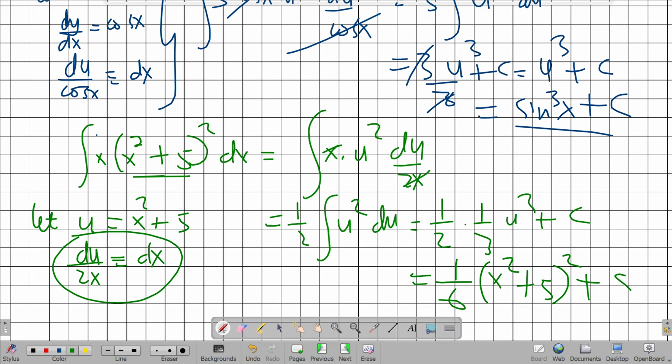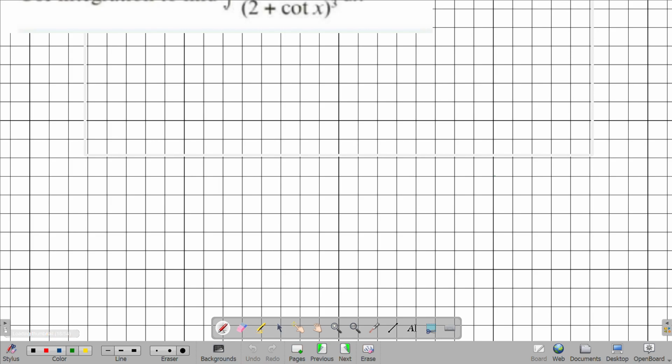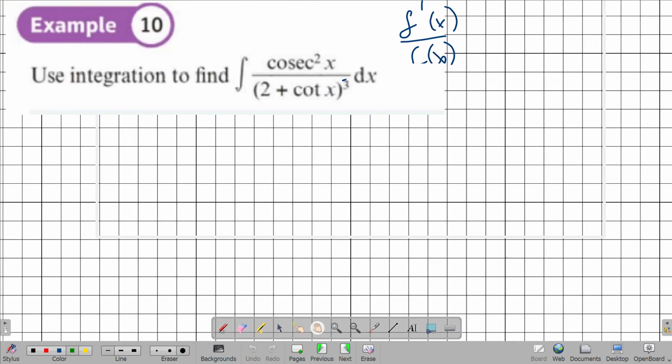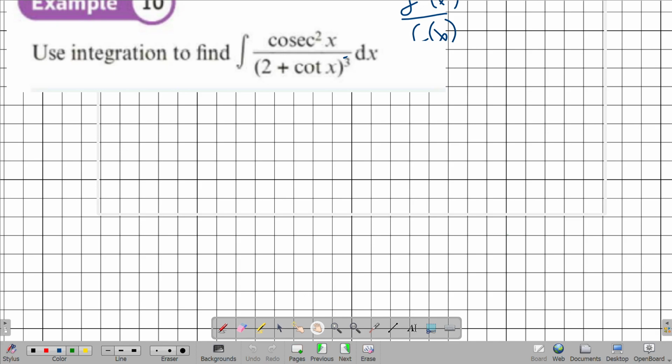Alright, next example will be slightly above here. Again, we have got the same scenario. 2 plus cot x is a direct derivative of cosec squared x.